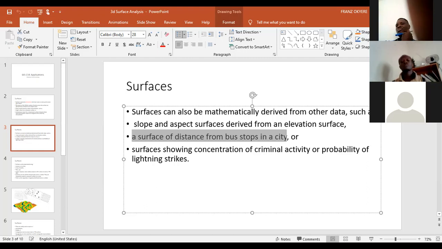So how would such a surface look like? Okay, so we're going to start again.